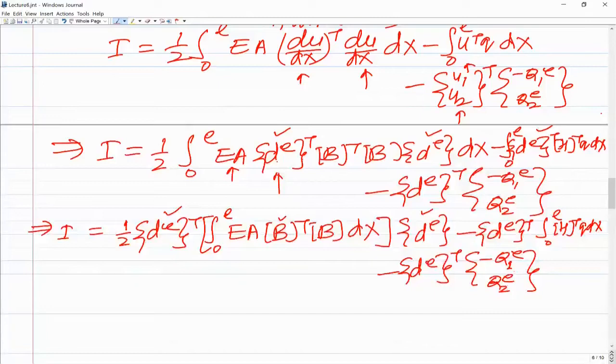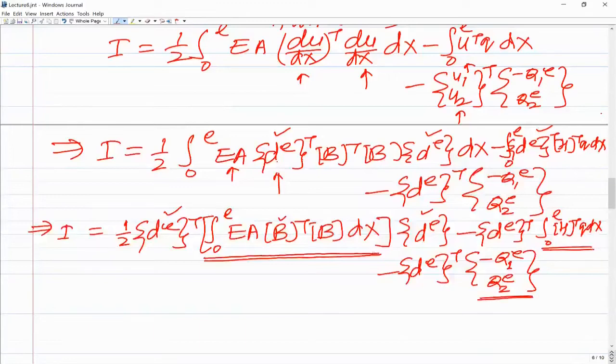Now what I can do is denote this. This is nothing but the stiffness matrix of the element. This is what we call the stiffness matrix of the element. This is the load vector, which we call the external load vector, and this is the internal load vector.